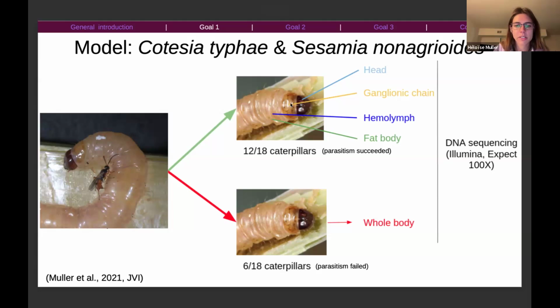We were mostly interested in the 12 caterpillars in which parasitism succeeded, so we dissected 4 tissues or structures from those caterpillars: the head, the ganglionic chain, the hemolymph, and the fat body, from which we extracted DNA. And then we sent those 4 samples to Illumina sequencing. In addition to those 4 samples, we also have a 5th sample that corresponds to the whole body of a caterpillar in which parasitism failed.